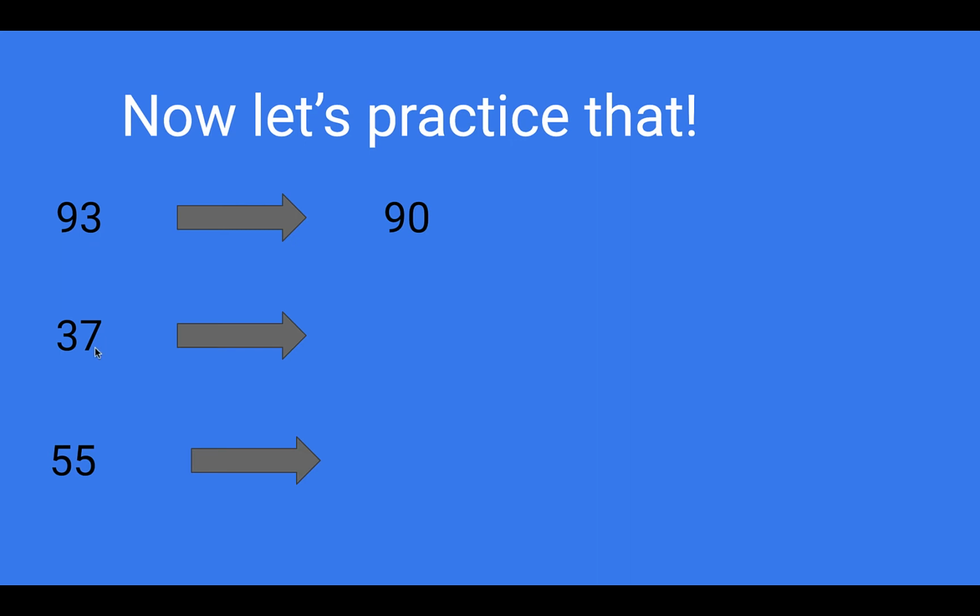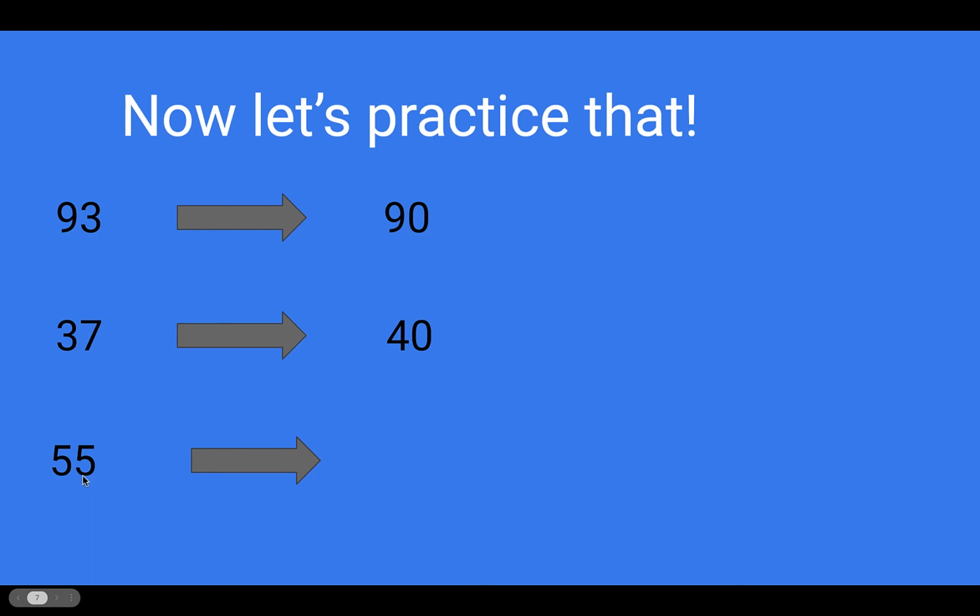The number 37. Which digit is in the tens place? The 3 is in the tens place. Look to the right. To the right is a 7. Is that 4 or less or 5 or more? That's 5 or more. That means the 3 becomes a 4, and everything to the right becomes a 0. So 37 becomes 40.